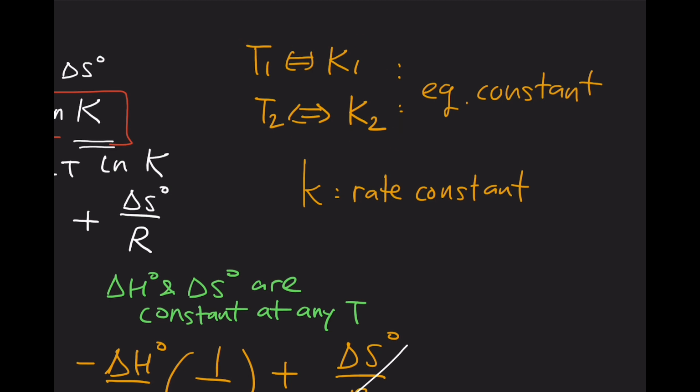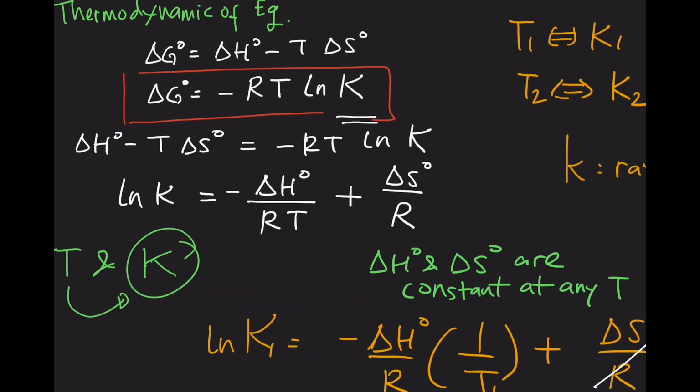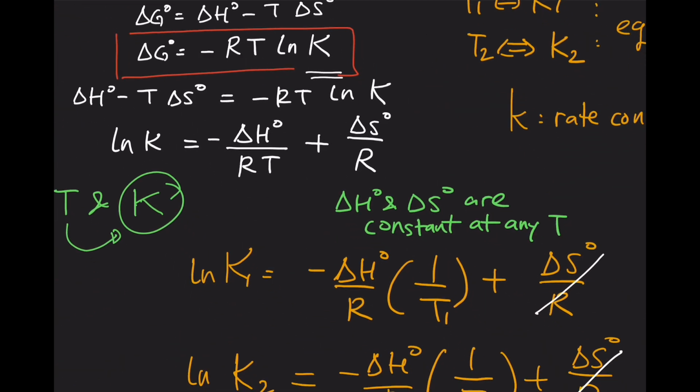Now, do not confuse the capital K with the non-capital k. The non-capital k is the rate constant that we discussed in the kinetic chapters. The capital K is the equilibrium constant that we will discuss in this chapter. Now, normally to know the relation between T and K, we work under the assumption that delta H and delta S are constant at any temperature.